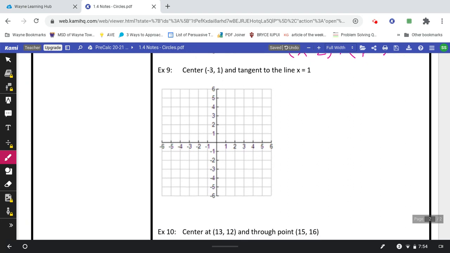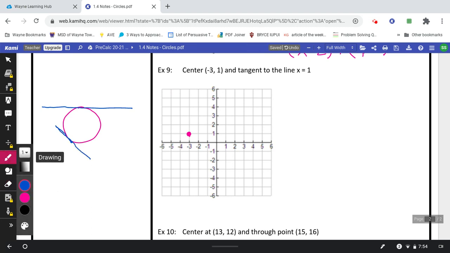For example number 9, we've got the center at -3, 1. And then we've got a tangent line. So a tangent line is when you have a circle, and then you have a line that is just barely touching it. So it could be across the top, it could be diagonally through the side, but it just kind of crosses it at one little place. Right there. So we're going to make a tangent line at x equals 1. So x equals 1 would be right here.